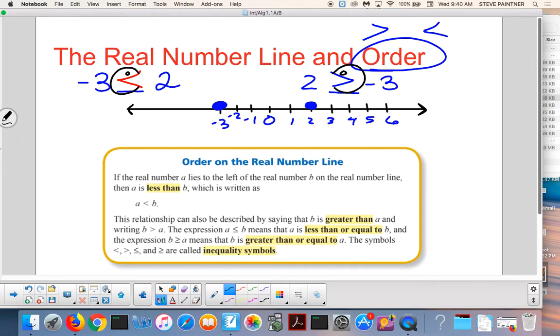This down here is talking more algebra-like. I'm going to use these numbers instead, okay? Here it says, if the real number A lies to the left of the real number B, so instead of saying A, which one falls left? -3. I'm just using those numbers instead of A and B. If the real number -3 lies to the left of the real number 2 on the real number line, then A is less than B. I'm not going to say A is less than B. I'm going to say what? Yeah, -3 is less than 2. That's what this is saying to you.